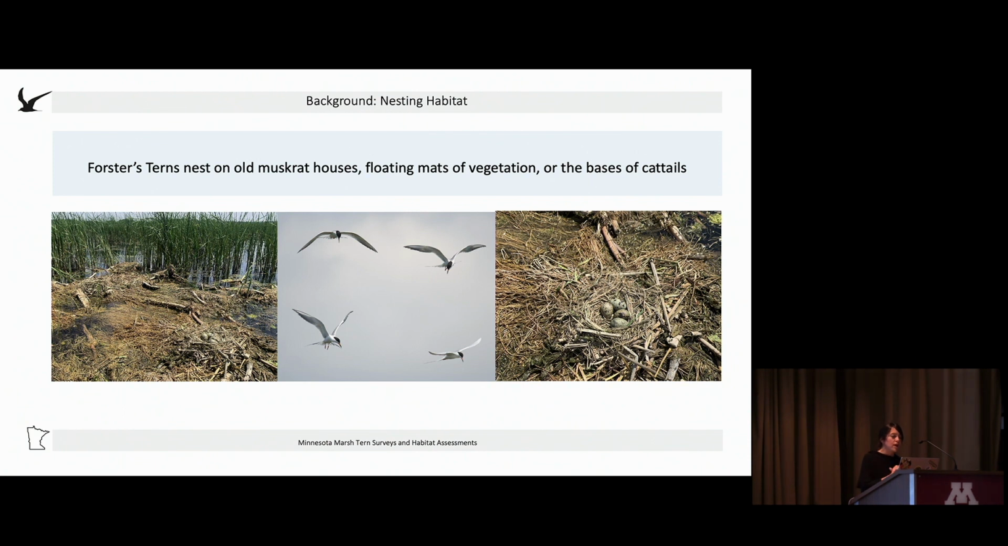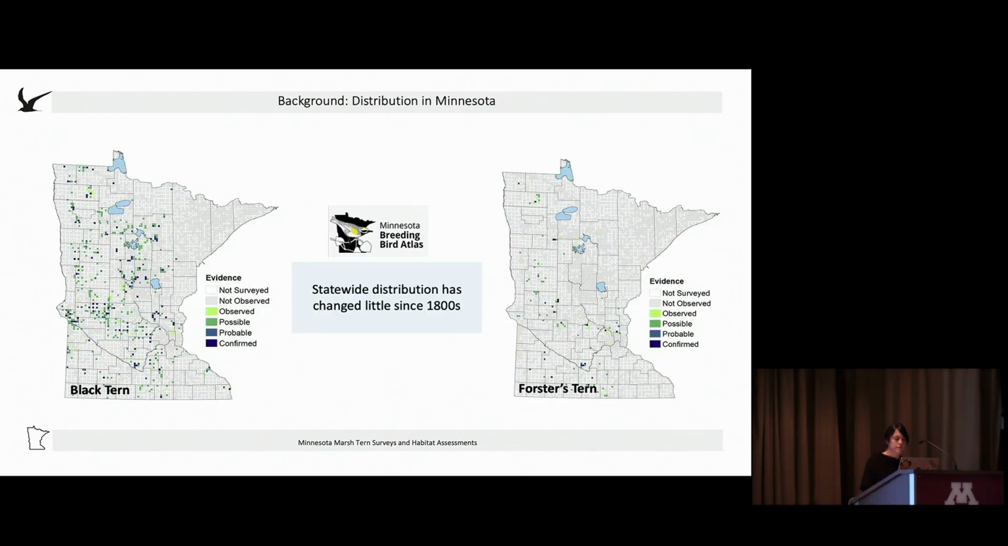Forster's terns also tend to nest in similar locations with black terns. They have some differences in habitat preferences, of course, larger open water for foraging for fish, and they also tend to nest on floating mats of vegetation, the base of cattails and muskrat houses, old muskrat houses.